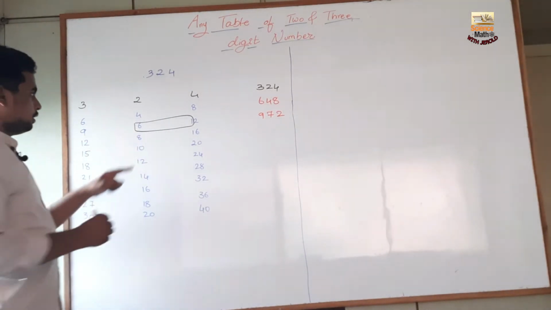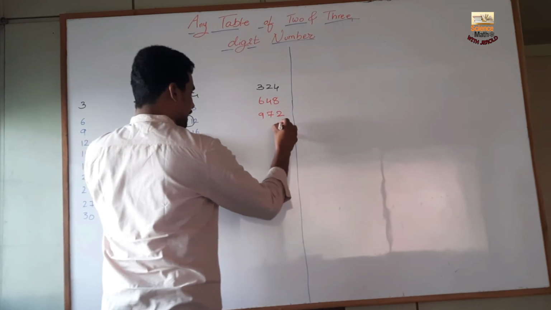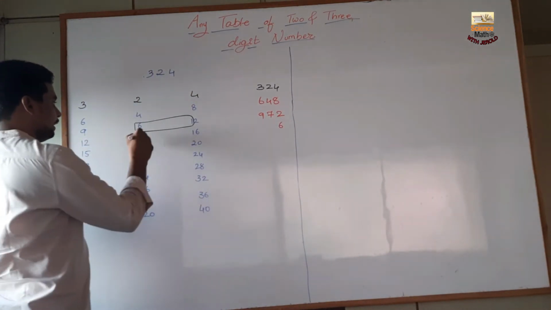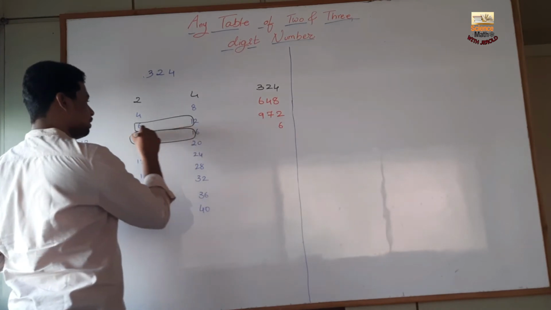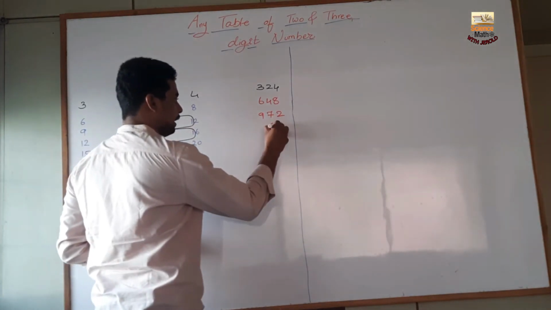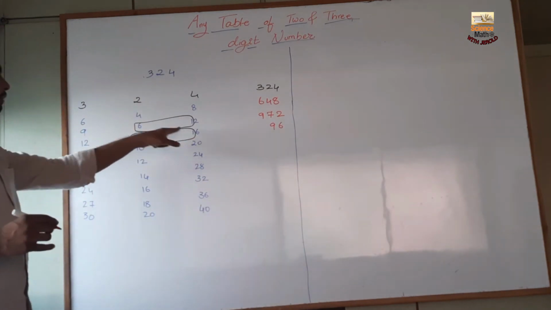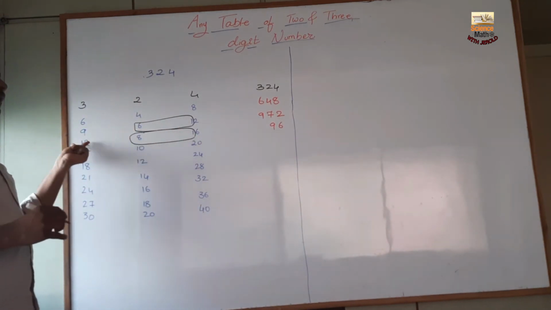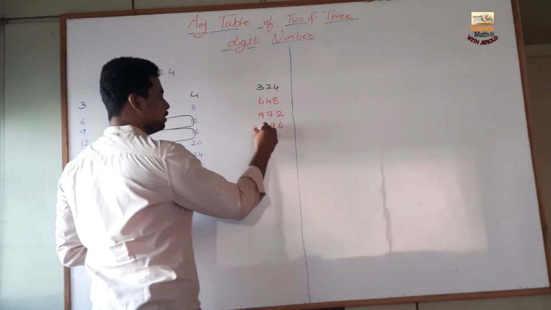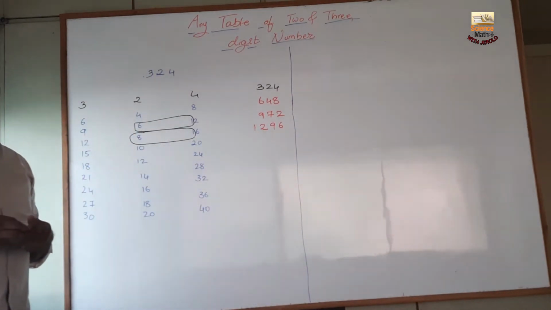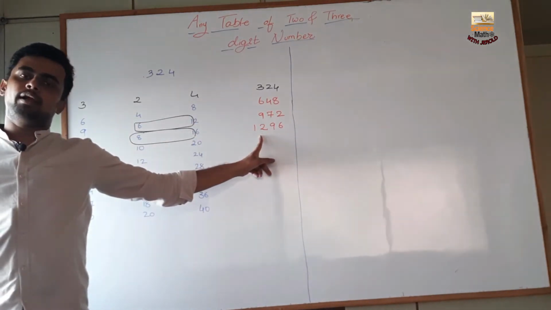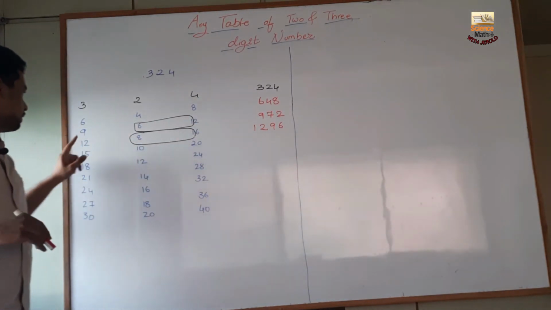Next, 6 will come as it is. Then I have the next part, that is 8 plus 1, which will give me 9. 1 is done, 6 is done, 8 is done. The only two numbers that remain are 12. So I have to write the numbers as it is. So it will be 1296. So 324 4s is 1296.